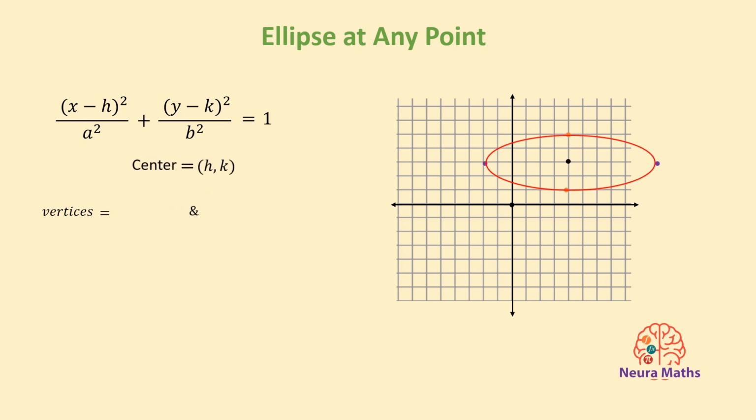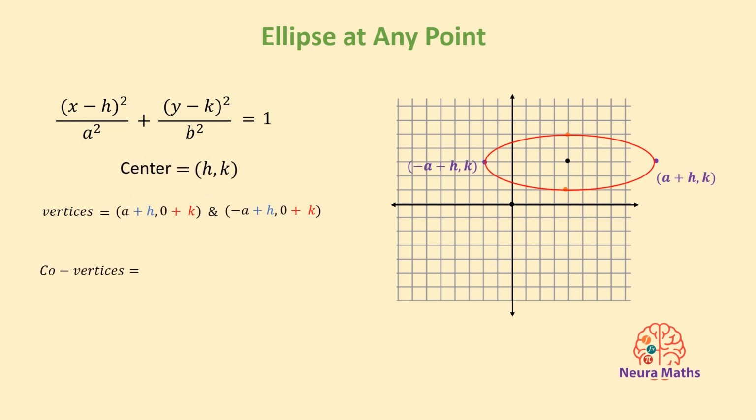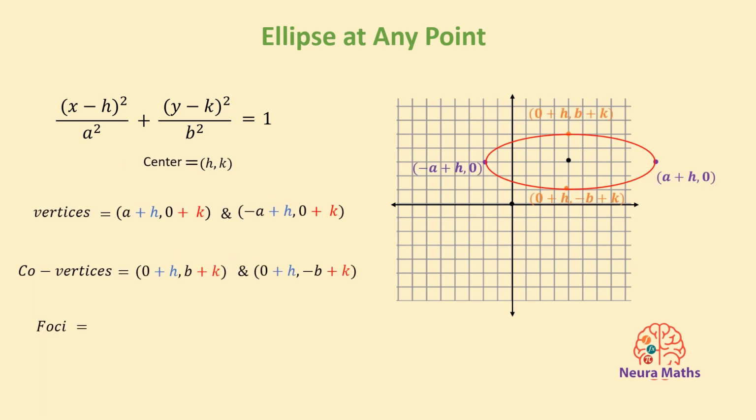What would be the co-vertices of the ellipse before translating it to the point h, k? The co-vertices of the ellipse would be 0 and positive and negative the square root of the smaller denominator. What do you think the coordinates of the co-vertices would be after translating the ellipse to the point h, k? Similarly, the x-coordinates of the co-vertices would increase by h units and the y-coordinates would increase by k units, like this. The same thing happens to the foci.